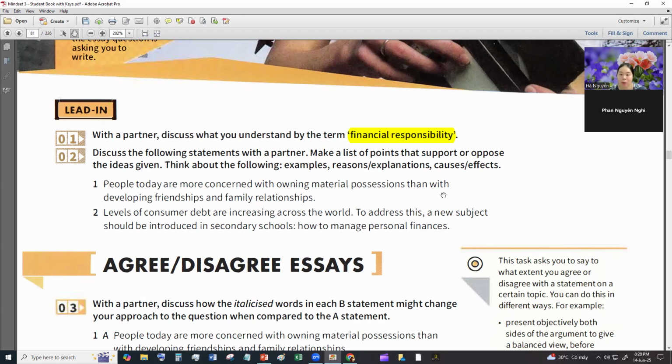All right, so I want you to make a list of supporting and opposing ideas. Let me see, at least one or ideally two, okay? Two points for each side.